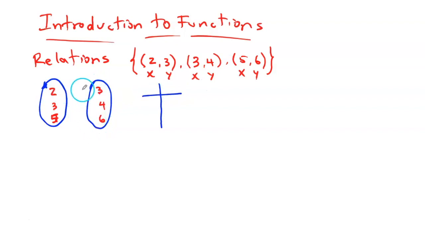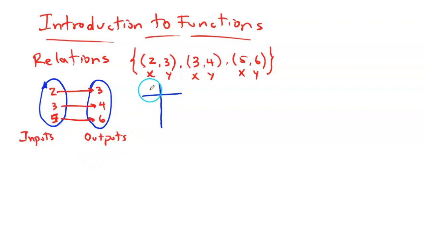And this is a relationship. 2 and 3, they go together. 3 and 4, they go together. 5 and 6, they go together. My x values are called the inputs. I'm going to give you all the names. The y values are called the outputs, because when I write an equation, which we're going to do in a minute, we input a value and we take something out, and that's my output, which is the y value.